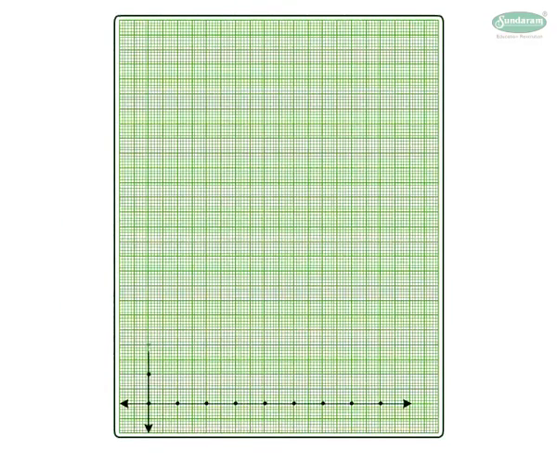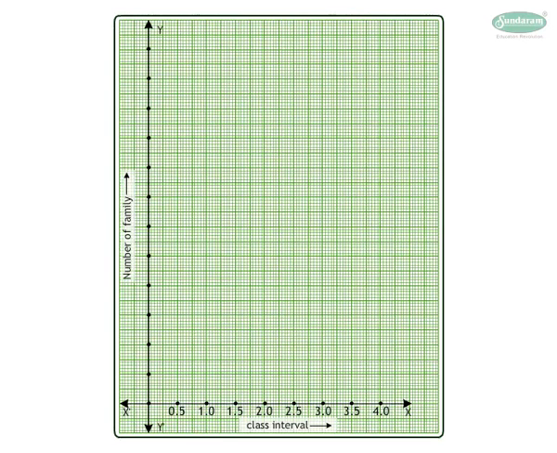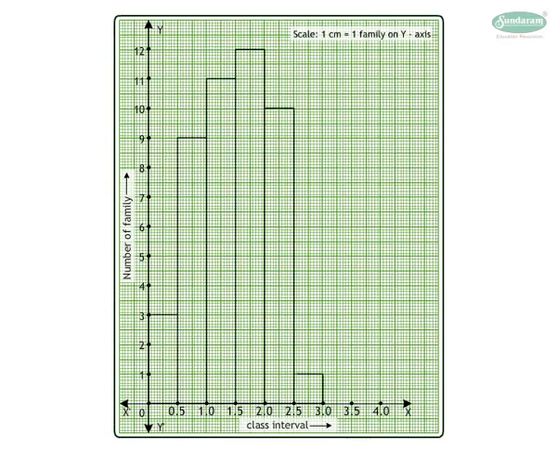Step 4. We now draw x and y axis on graph paper. Mark class interval on x-axis. We begin with class 0 to 0.5. We then mark remaining class intervals. The frequencies which represent the number of families are marked on y-axis. We take scale as 1 centimeter is equal to 1 family. Do not forget to write the scale on the graph.